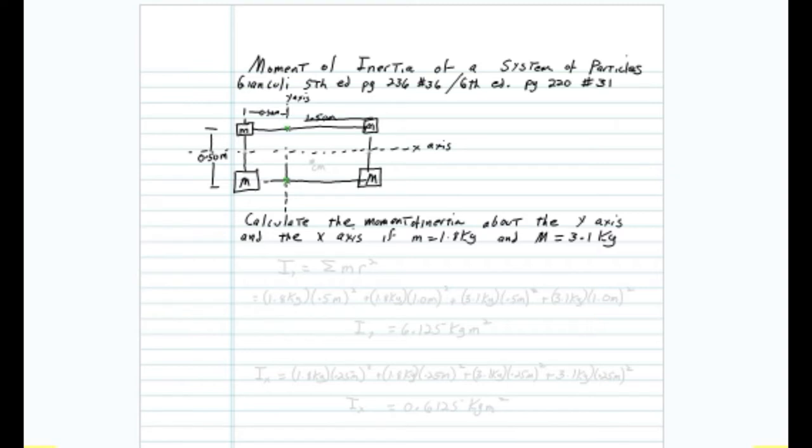So we know that for a system of particles, the moment of inertia is going to be equal to the sum of each mass times r squared. And r in this example is how far away each mass is from the axis. That's what we want to think of it as.